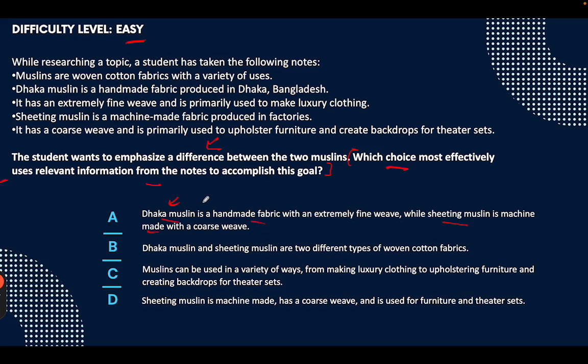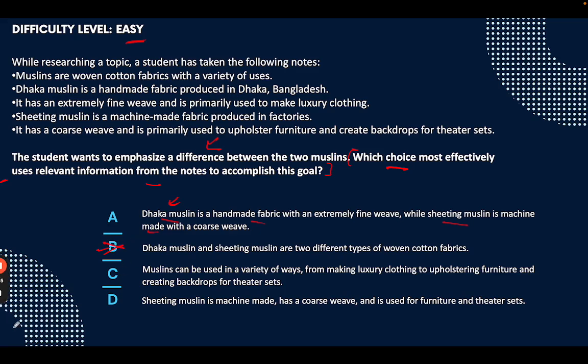So I feel like I've already got my correct option, but again, like I always say, we will have to go ahead and eliminate our options. B. Dhaka muslin and sheeting muslin are 2 different types of woven cotton fabrics. Now B, what is it doing? It definitely tells me about 2 muslin types, but it does not tell me how they differ from each other. What is the difference between the 2 types of muslins? That is not clear. So I'm going to eliminate this option.